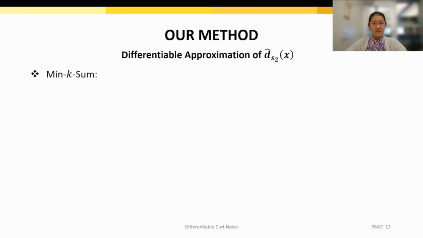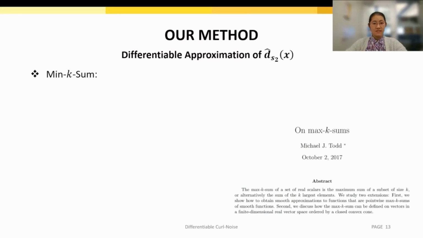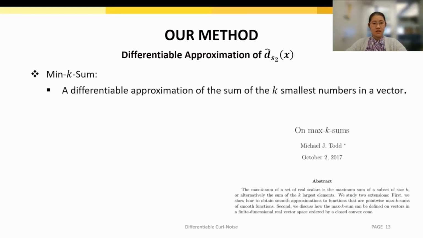The idea of min k-sum is inspired by a paper called "On max k-sum", where the author proposed an LSE-based differentiable approximation to the sum of the largest k elements in a list. In our case, we want to approximate the sum of the smallest k elements from an unsorted vector of LSE distances. Here, we look at some special values of k that will be helpful for our problem. When k equals 1, we are approximating d hat s1, which is the smallest LSE distance. Notice that the min1 sum is nothing but the LSE approximation of the min function.